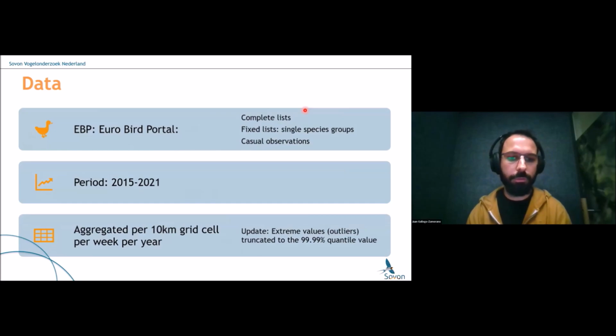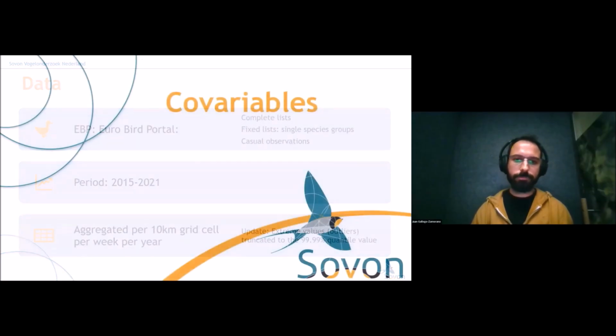And we started with the period 2015 to 2021. So per grid cell of 10 by 10 kilometers all across Europe, we aggregated the data. We decreased the effect of outliers, because sometimes in these heterogeneous data sets there are very large outliers that we need to take care of. And then we started the modeling process.